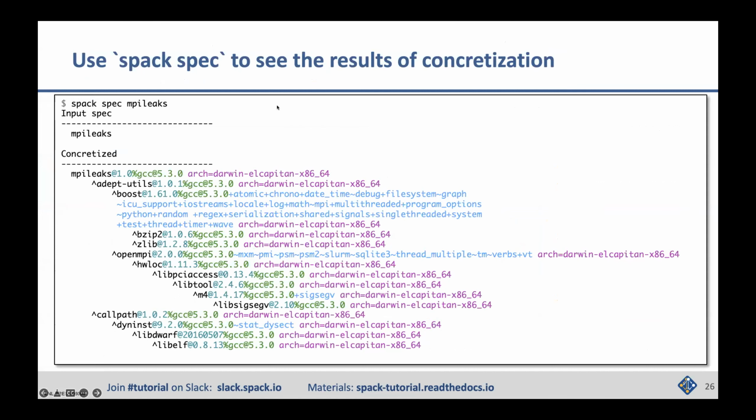Like you saw, you can use Spack spec to see the results of concretization. This is basically a way to see what the solver is going to pick before you actually install. So you can play around with this, tweak things on the command line until it looks the way that you want. And then you can install the package once it looks like you want it to.